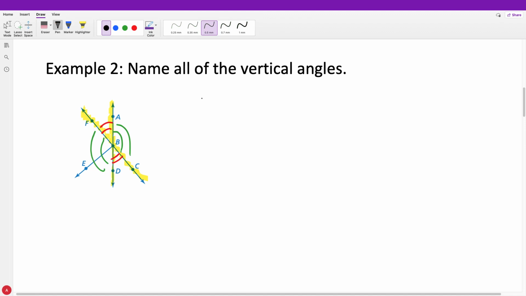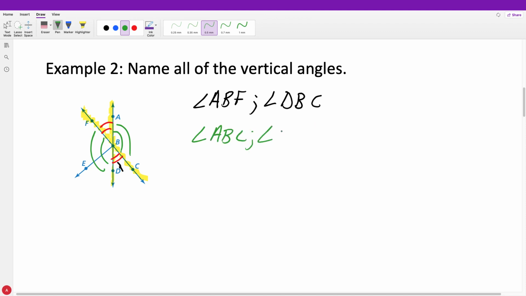So if I want to list my vertical angles, I would say angle ABF and angle DBC. That's our vertical angles here. And then our last ones are angle ABC, and you could have said CBA, and angle FBD. All right, so remember, it's the intersection of two lines and the angles opposite are crossing them. So we actually don't even need to worry about this ray here to help us with any of these vertical angles. All right, so that's it for the vertical angles part.